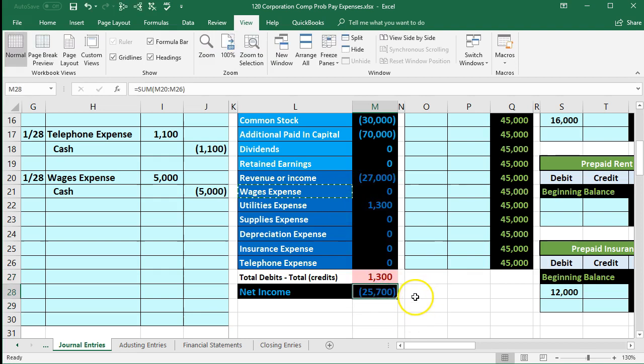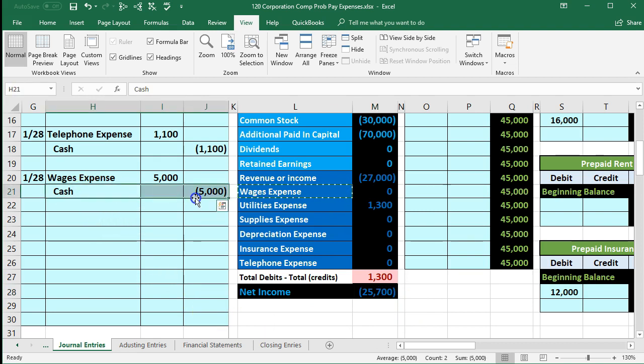This isn't net loss, this is revenue minus expenses. Excel sees it as a negative number. We see it as a credit for the uses of debits and credits. Credits being kind of good on the income statements. Credits winning, revenue beating expenses by 25,700.